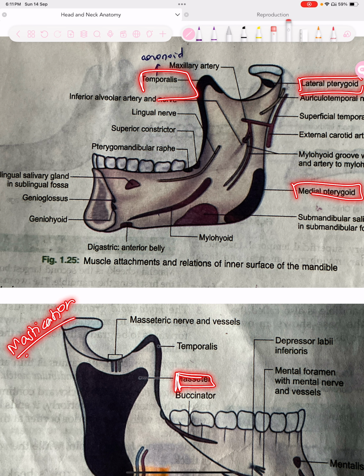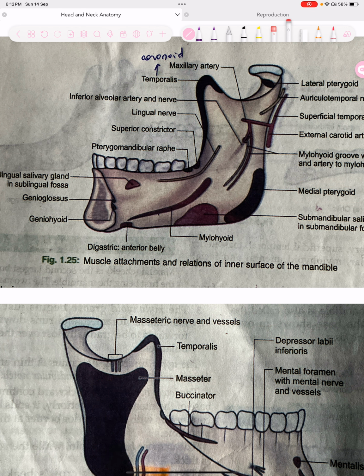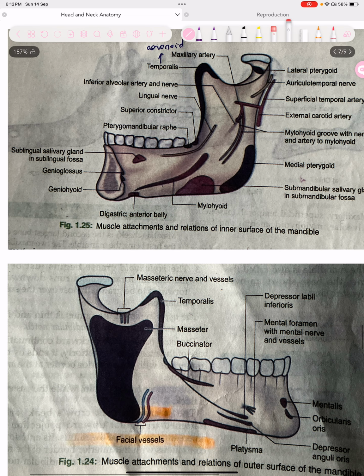So you know now the insertion. So these all are inserted here. One is masseter, one is medial pterygoid, one is temporalis, one is lateral pterygoid. So these are the insertions. Then you have the lateral ligament of the temporomandibular joint, which is also attached to the neck. We'll talk about it later when we're covering the TMJ.